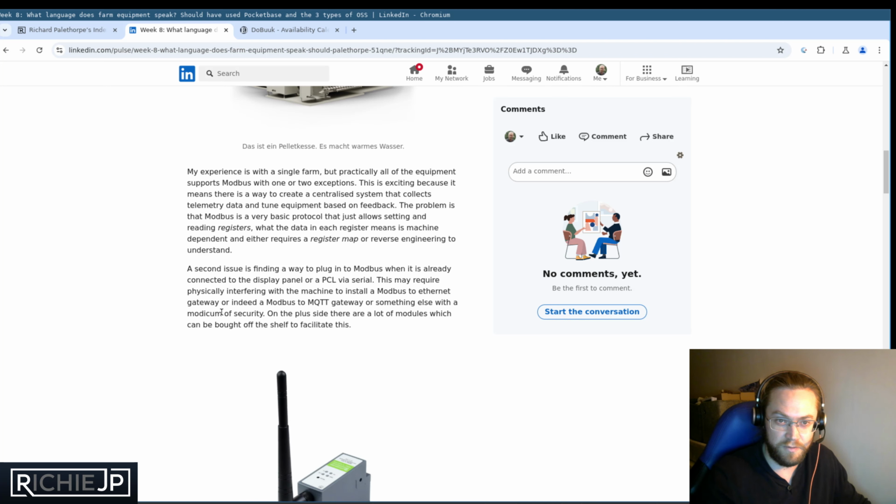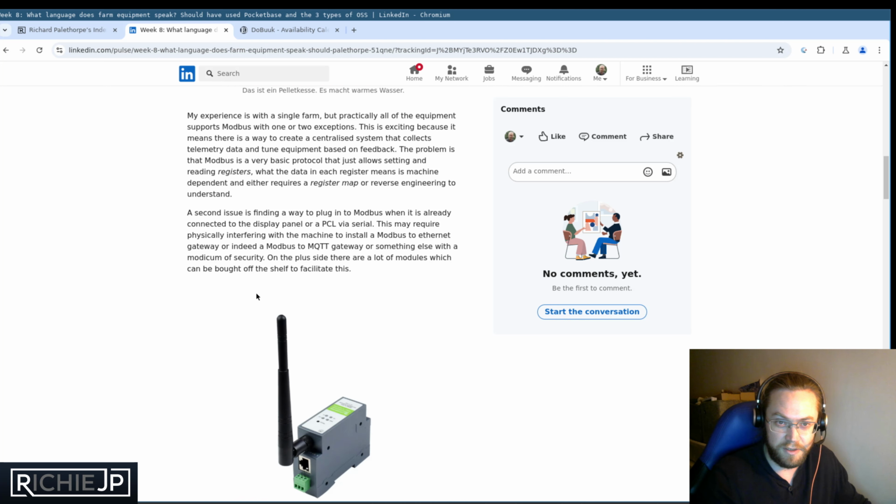I've already covered this, but I'll go into it again. A second issue is finding a way to plug into Modbus when it is already connected to the display panel or a PLC via serial. It may require physically interfering with the machine and getting a Modbus or MQTT gateway.